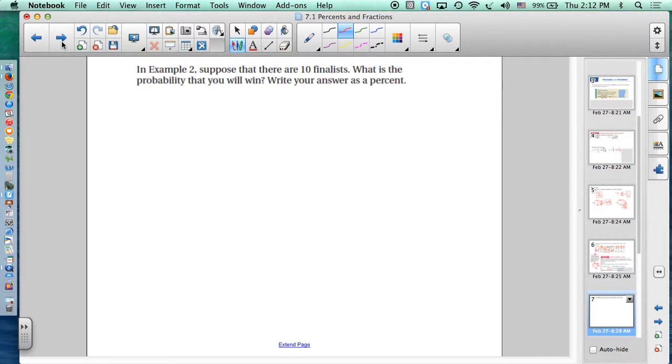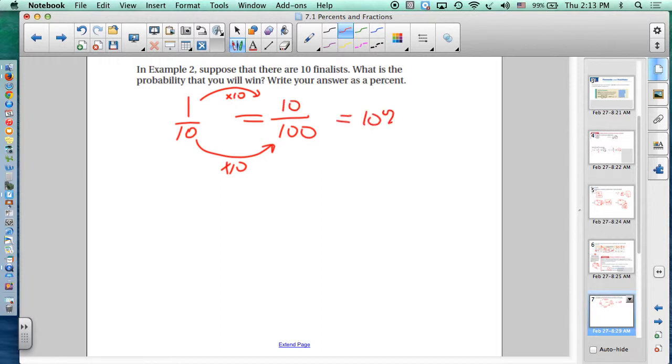Okay, so there are 10 finalists, so you are one of 10 finalists, which means you have a 1 in 10 chance of winning. We want to either remember that from the chart, 1/10 would be 10%, or we want to convert that into a fraction over 100, so we multiply it times 10 on the top and the bottom to get 10 over 100, which is a 10% chance now. Hopefully you got that correct.